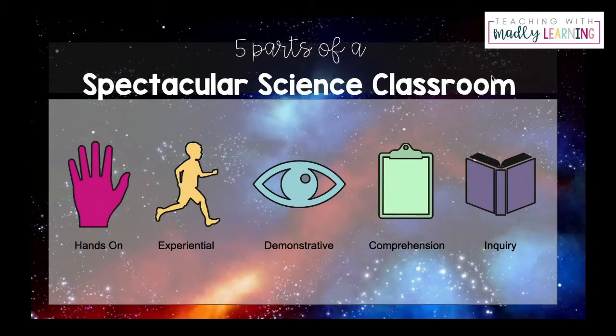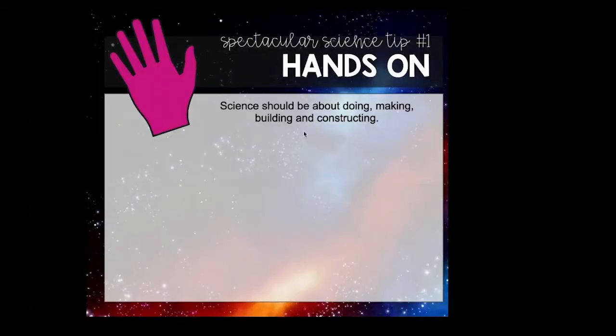We do still have a place for the comprehension activities where we have students showing their understanding and also building some of that background knowledge that is going to be essential for what other components are happening in our science program. And finally, we definitely want to have inquiry in our science. Science and inquiry go hand in hand with students wondering why, problem solving, and seeking the answers to those questions. In a spectacular science classroom, we want to have hands-on experiences for our students.